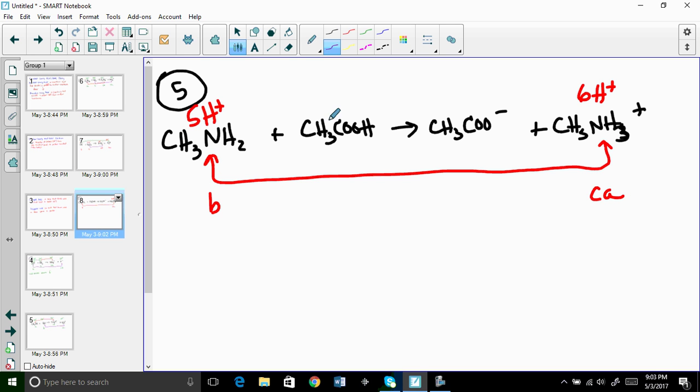And then getting a different color, let's do purple. This guy has 4 H's. And this guy has 3 H's. And 4 to 3, this is the acid. This is the conjugate base.